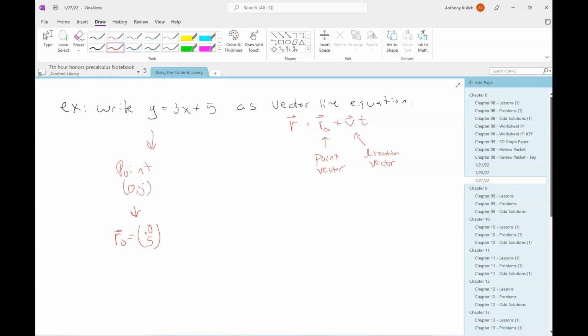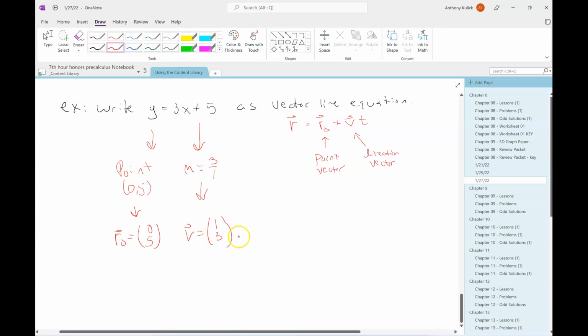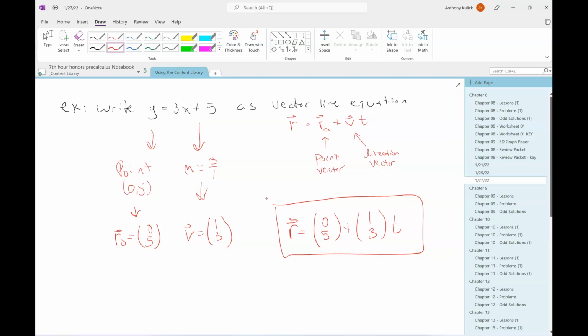Now to get the direction vector, what do we need? The slope. What's the slope for this line? It's 3. We'll write it as 3 over 1. So that gives us what direction vector? 1, 3. So then we can say an equation for our vector line is R is equal to 0, 5 plus 1, 3 times t.